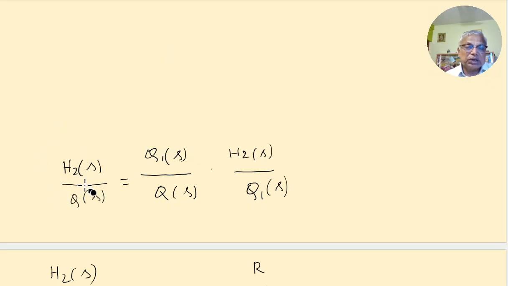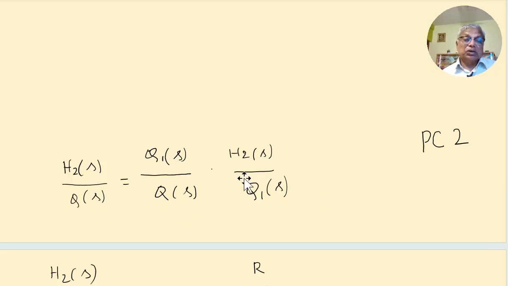So this is H2 by Q equal to Q1 by Q times H2 by Q1. So these have been discussed in detail. How do you write the overall transfer function for two first order systems in series? If it is non-interacting, the overall transfer function will be equal to the product of the individual transfer functions. This has been discussed in my lecture titled PC2, available in this channel.